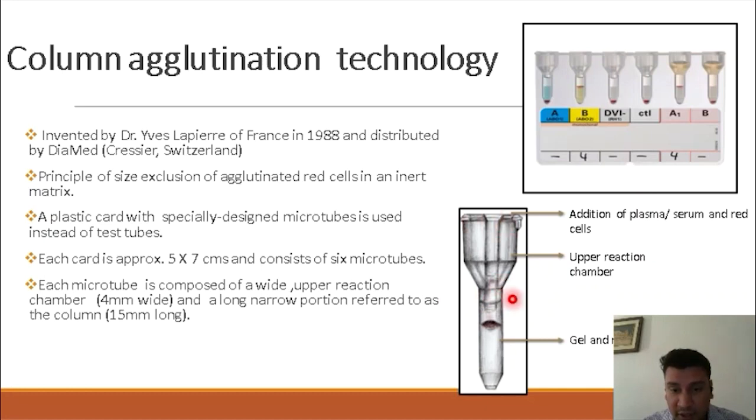Each microtube has an upper reaction chamber, which is white, which allows the addition of the patient's red cells or plasma and also allows for incubation of the test mixture. This is followed by a long narrow portion known as the column, approximately 15 mm in length. In this column is the gel or the matrix, which can be made of either gel or glass beads, and this gel matrix is coated with the reagents.